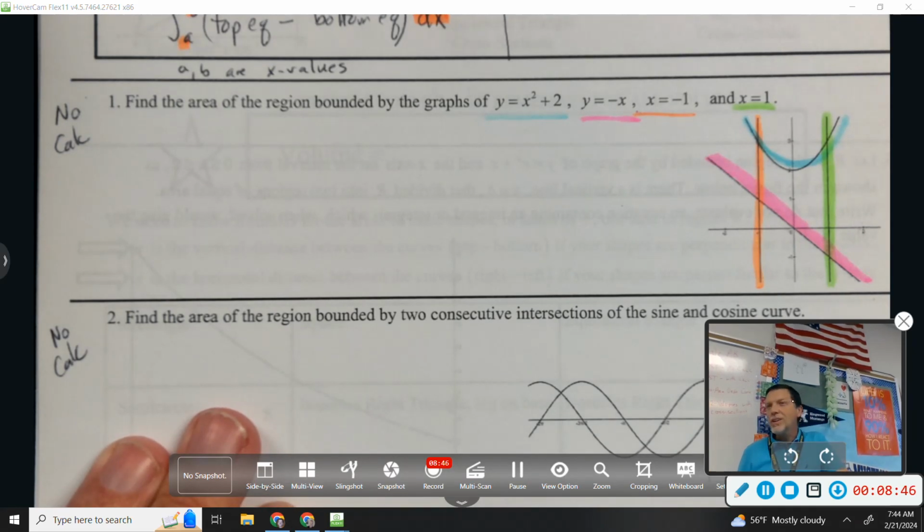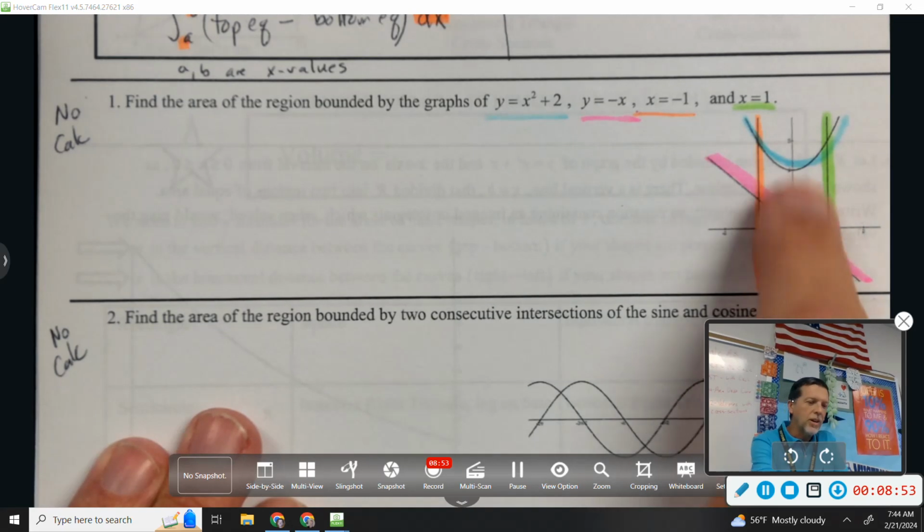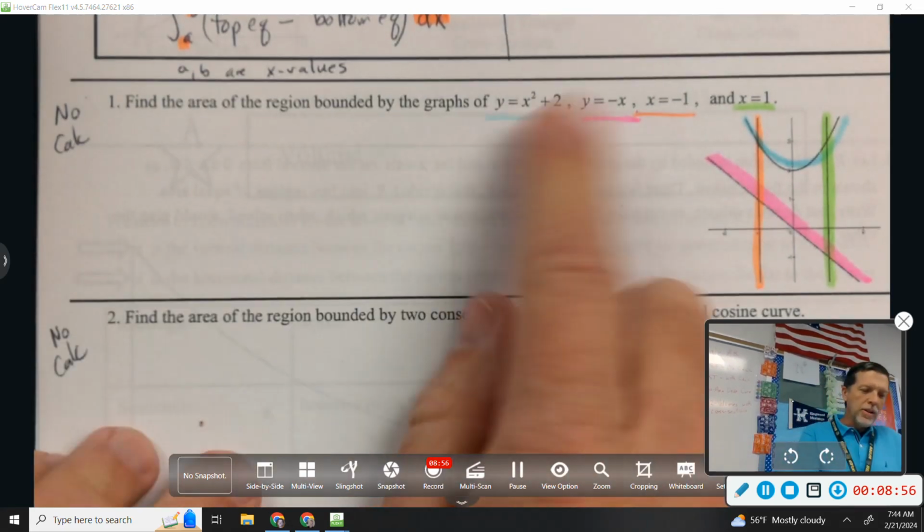If you have a calculator, then it's easy to put them in one at a time and just mentally take note of which one is which. But if you don't have a calculator, you need to be able to figure it out. But parabola, line.